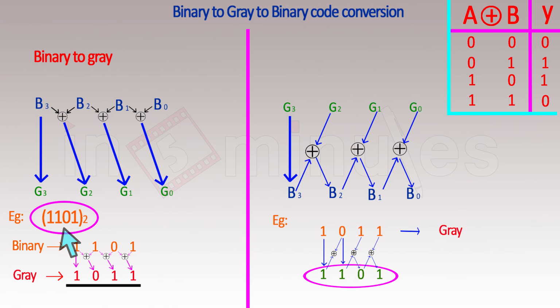So this is all about binary to gray and gray to binary code conversion. And let me clear up one thing also. We have used here a 4-bit binary code or 4-bit gray code. You can convert any number of bits of binary code into gray and any number of bits of gray code into binary following the same procedure.